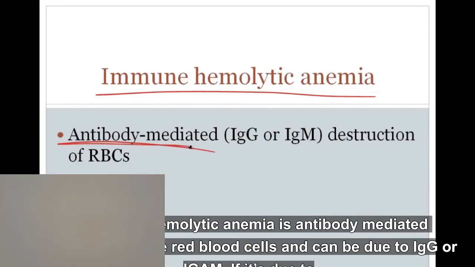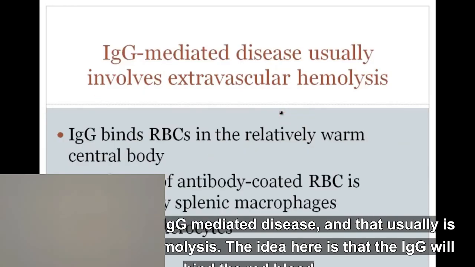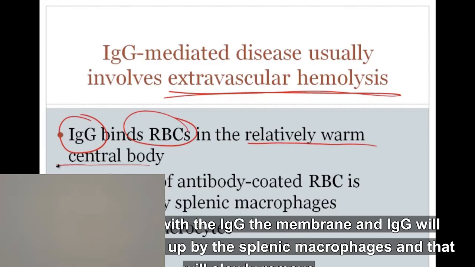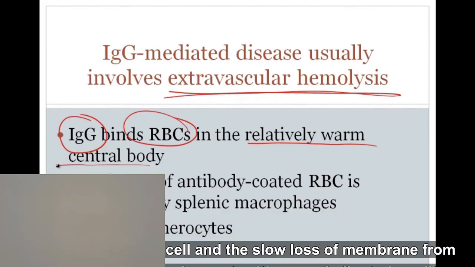Destruction of the red blood cells can be due to IgG or IgM. If it's due to IgG, that's called IgG-mediated disease, and that usually is extravascular hemolysis. The IgG will bind the red blood cell. It's also called a warm agglutinin because it binds the red blood cell in the relatively warm temperature of the central body. When the RBC is coated with IgG, the membrane and IgG will be eaten up by the splenic macrophages, and that will slowly remove membrane from the cell. The slow loss of membrane from the cell will result in spherocytes.